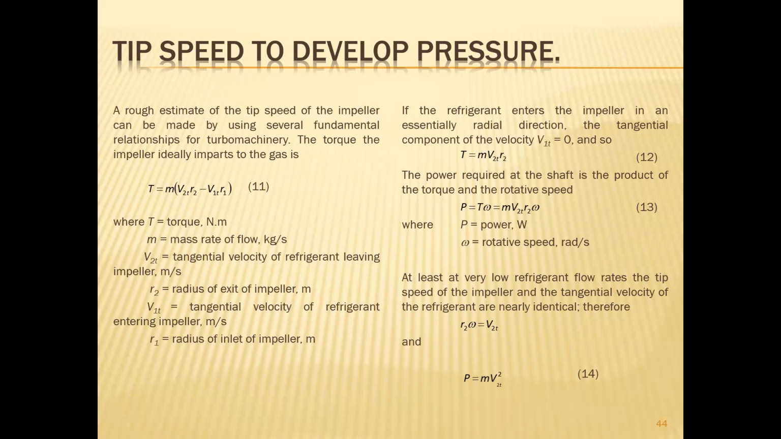Yeah. At least at very low refrigerant flow rates, the tip speed of the impeller and the tangential velocity of the refrigerant are nearly identical. Therefore, R sub 2 W is equal to V sub 2T and P is equal to M times V sub 2T squared. Sabi niya, at least. Okay.